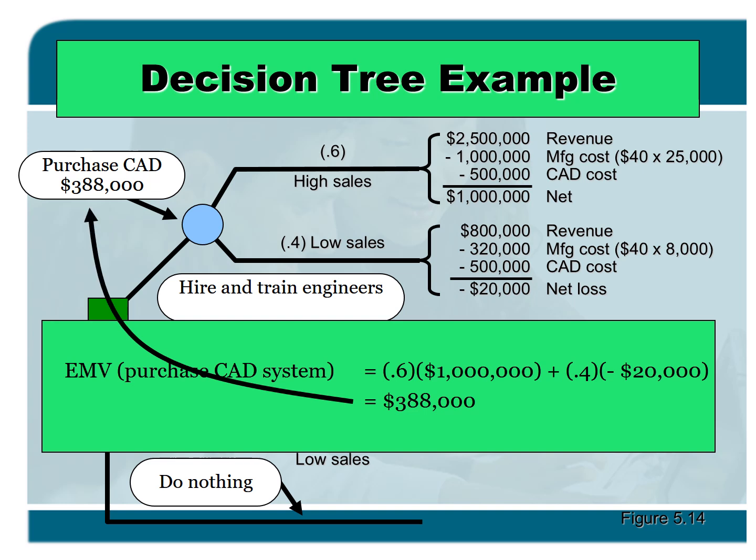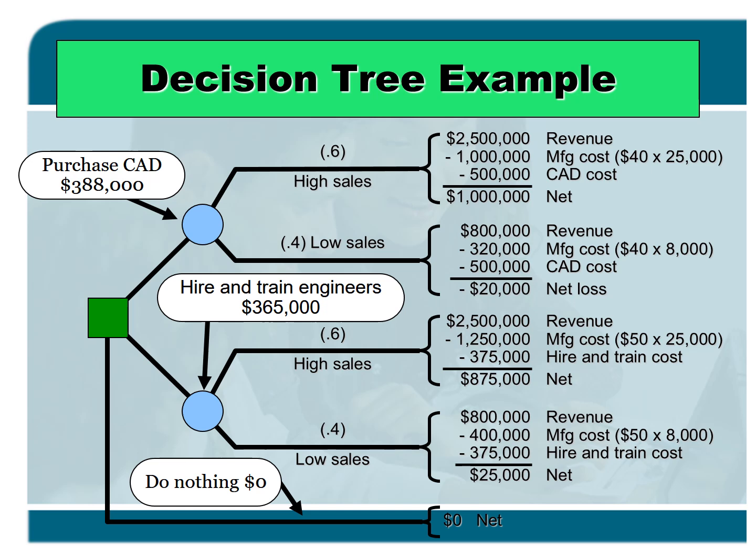And you can see the formula. So by doing the EMV, 0.6 times $1 million net plus 0.4 times a loss of $20,000 equals $388,000. If we hire and train engineers, following the same scheme of thoughts with the same numbers, we're going to net $25,000 on low sales, but only $875,000 in high sales. Hire and train the engineers is $365,000.